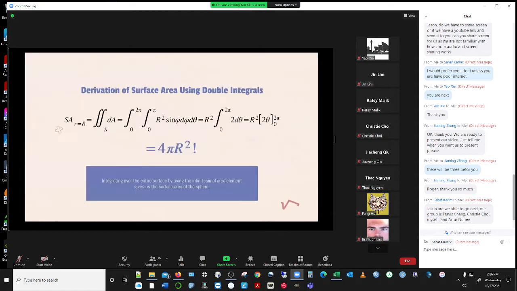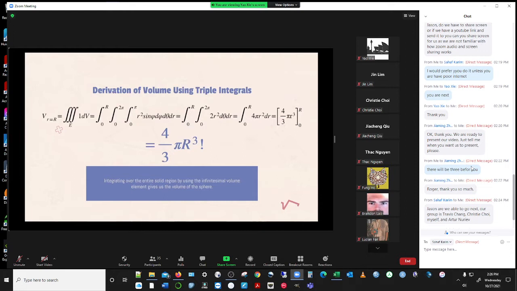So now it becomes easy for us to find the total surface area of a sphere with radius r. We simply integrate the area element over the entire surface of the sphere by using a double integral, and the result we get is just what we expected. And similarly for the volume of a sphere, we use triple integrals that sum all volume elements inside the solid region. And again, the result we get is exactly what we expected.